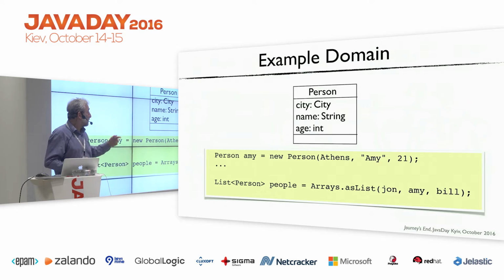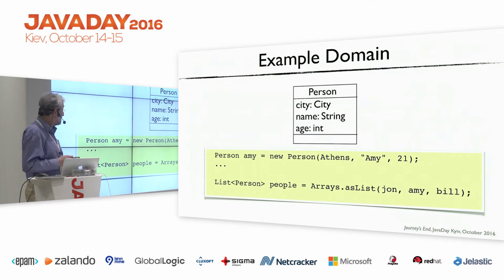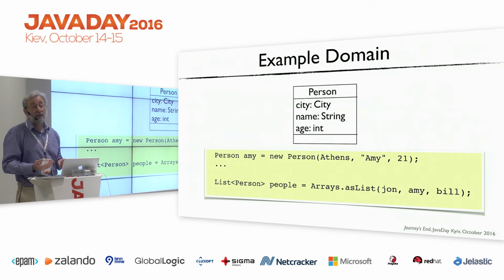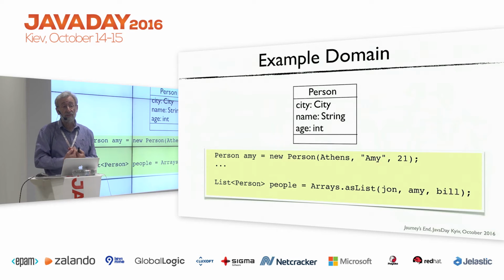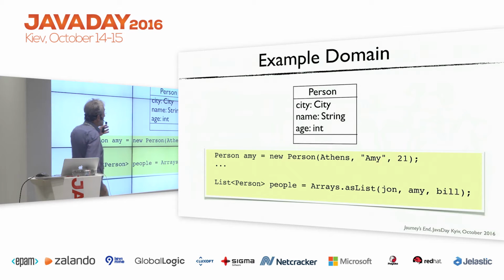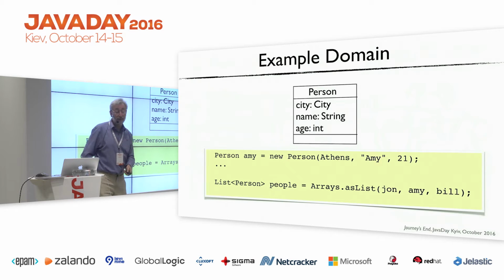And we would make a new person with a constructor like that, which we'll never need to do in this talk. The only thing we're really going to assume is there are accessors, getter methods for each one of these properties.